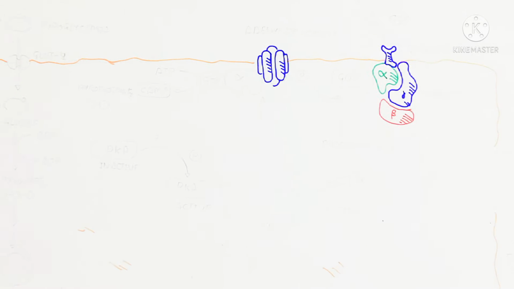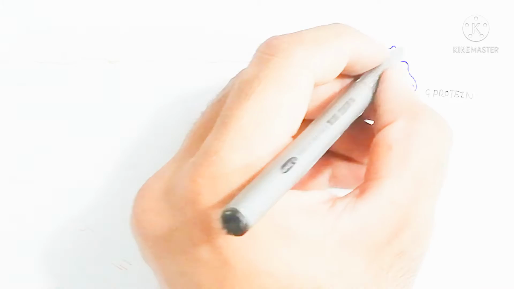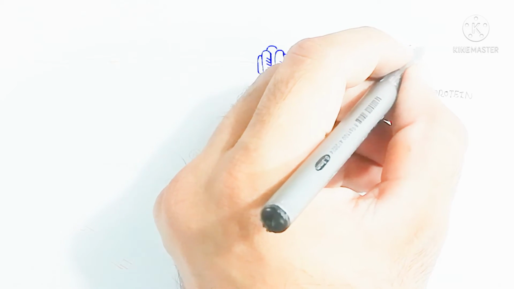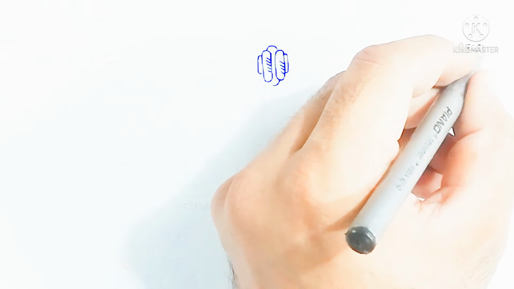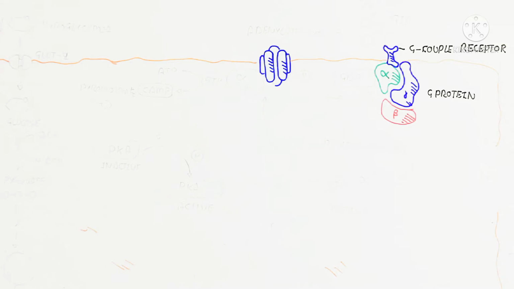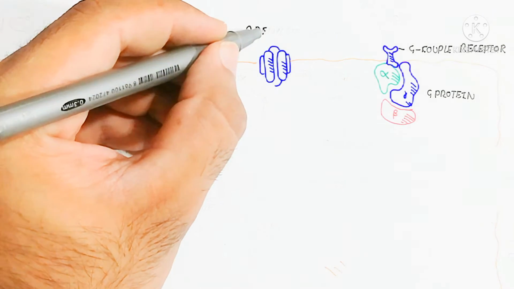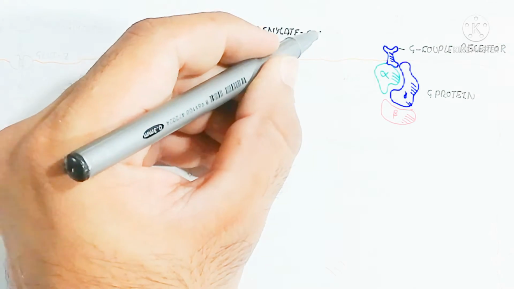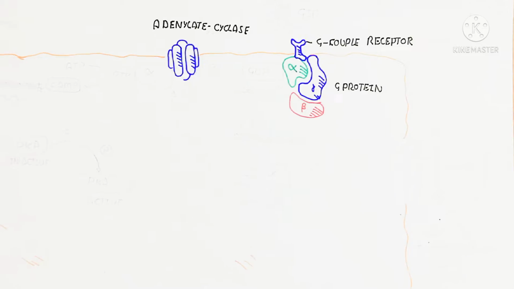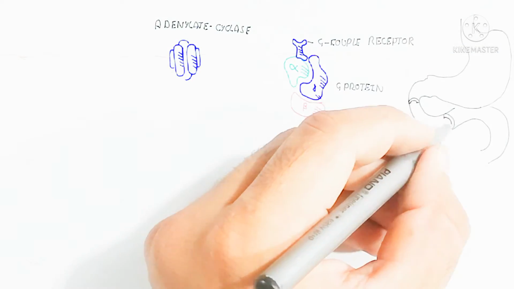Here is the receptor. This receptor is known as the G protein coupled receptor, along with the adenylate cyclase enzyme, which is a protein present in the plasma membrane. The G protein coupled receptor is attached with the protein subunits alpha, beta and gamma.